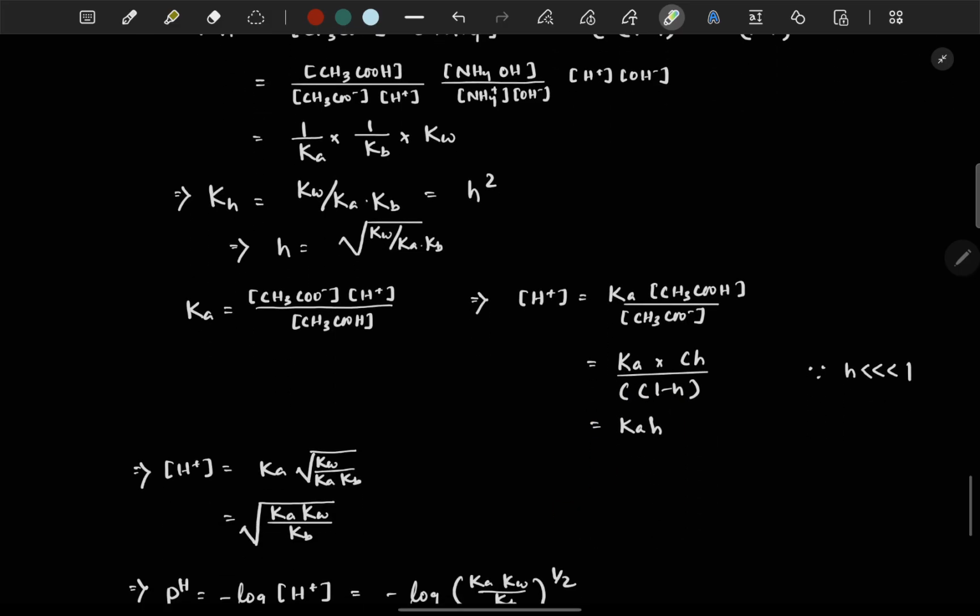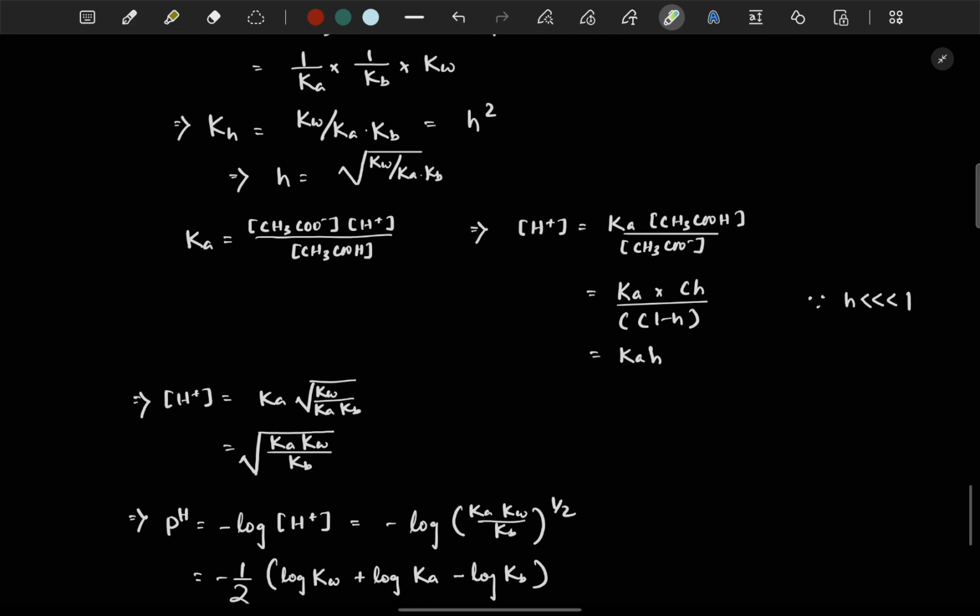Again putting the value of h from this equation, we can say the concentration of H plus ion is equal to Ka into the square root of Kw divided by Ka into Kb. So H plus ion is equal to the square root of Ka into Kw divided by Kb. So again pH is equal to minus log of H plus ion. So this will be minus log of the square root of Ka Kw divided by Kb.